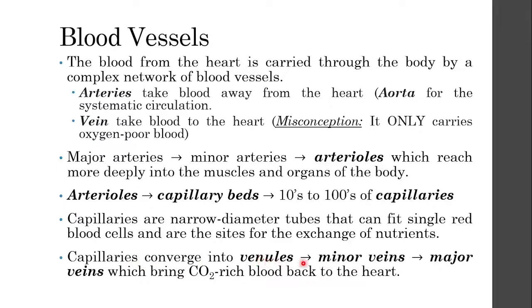From venules, it will go to the minor veins into major veins, and then from major veins, it will bring that deoxygenated blood back into the heart via the inferior and the superior vena cava, and then the whole process starts. So this is the circulatory system. This is how blood moves everywhere in our body and how oxygen is transferred in the body.